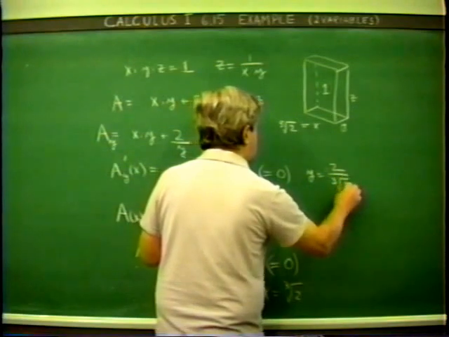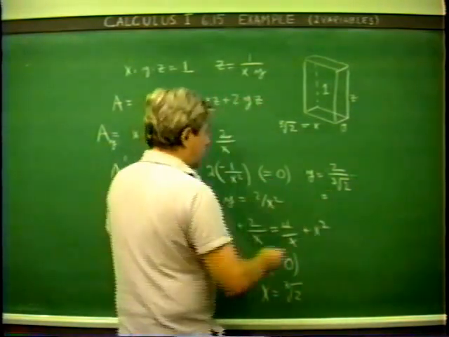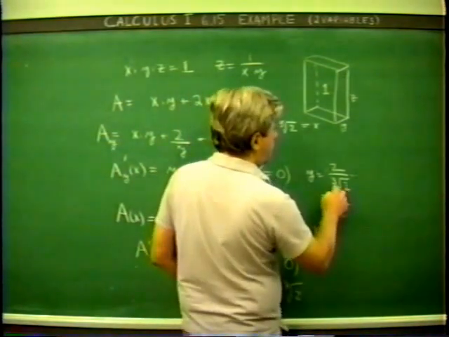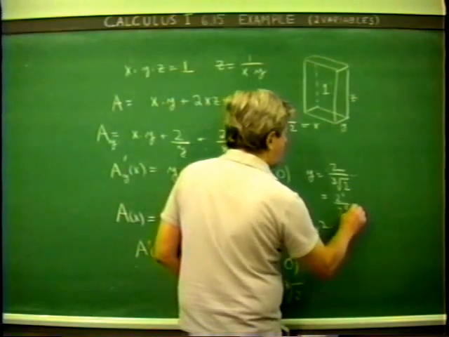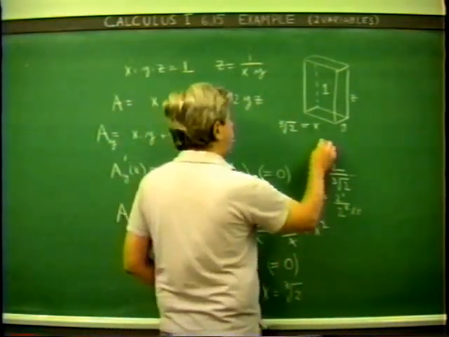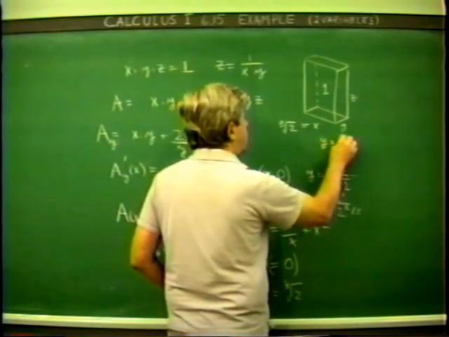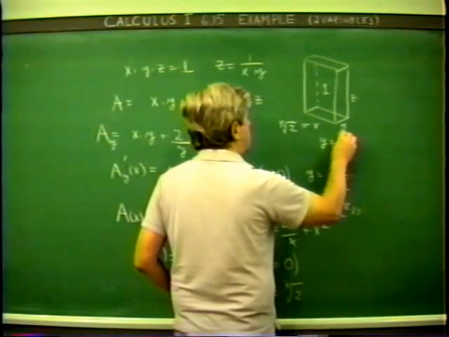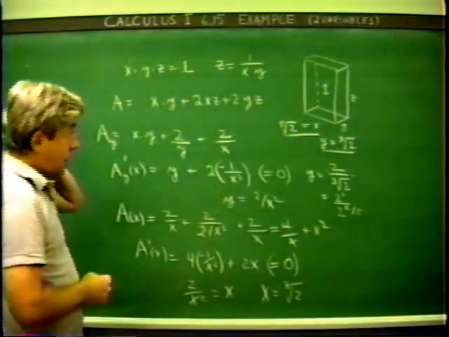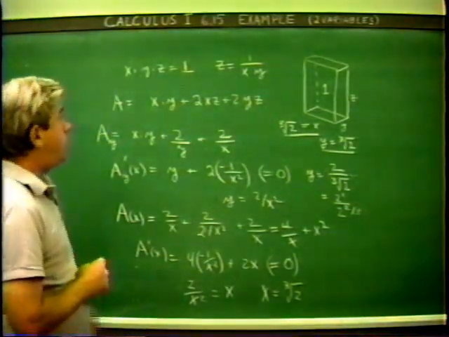Well, y is going to be 2 over x squared where this is minimal. And so y is equal to 2 over the cube root of 2, which is 2 to the 1 over 2 to the 2/3, which is 2 to the 1/3, which is also the cube root of 2. So y equals the cube root of 2 also, for this to be minimal.